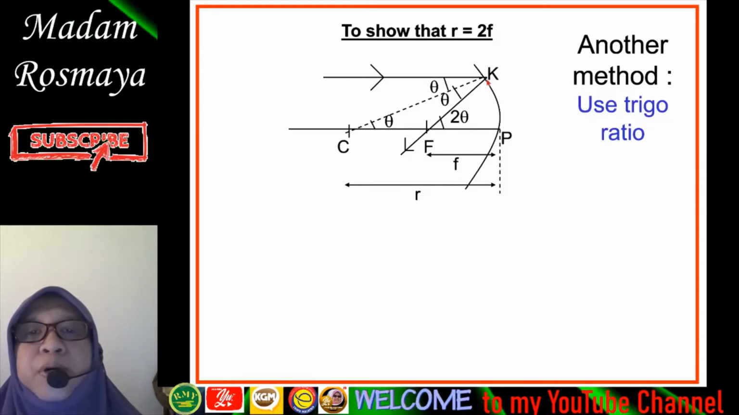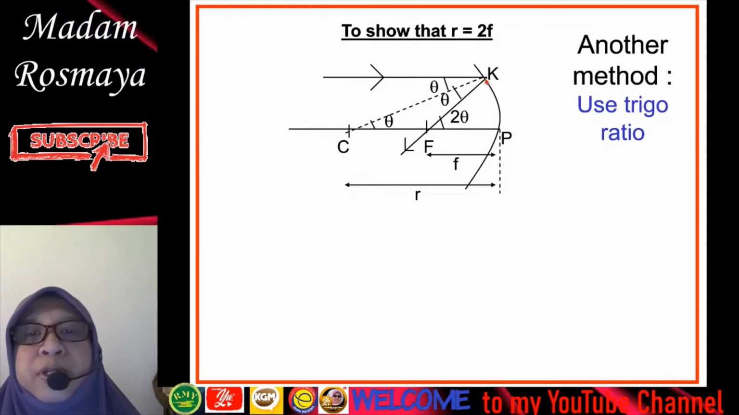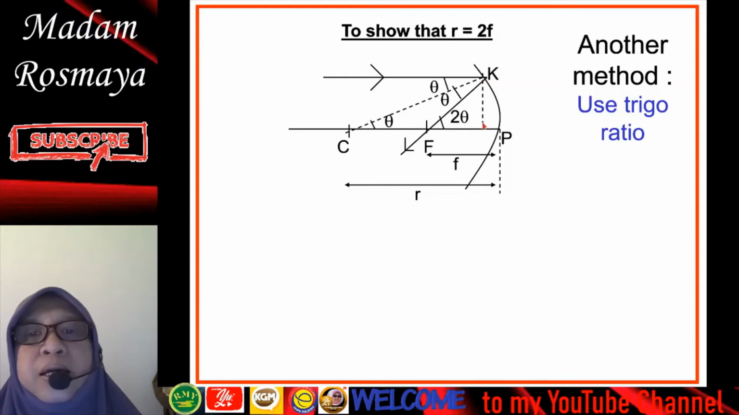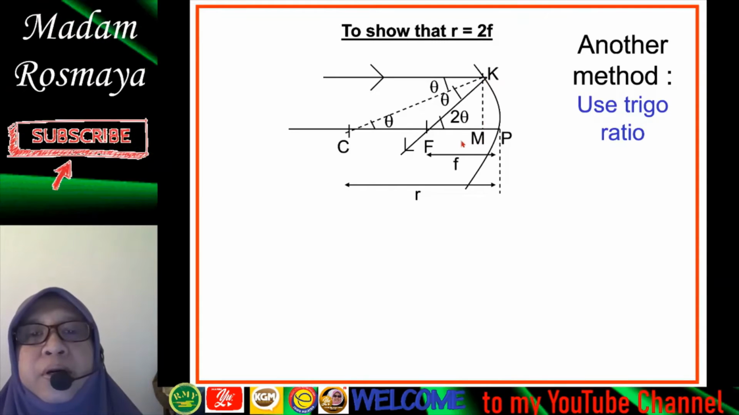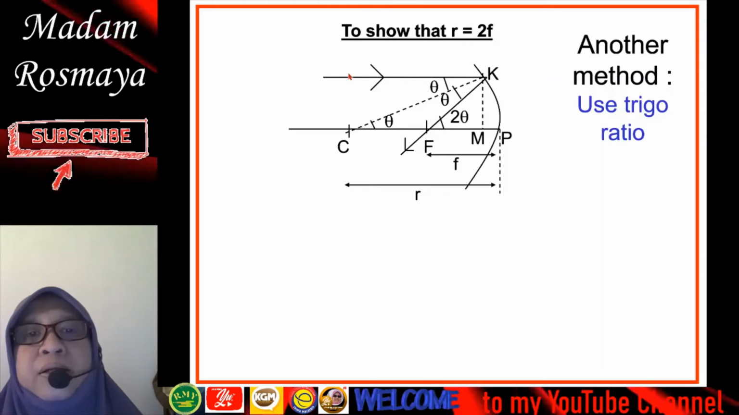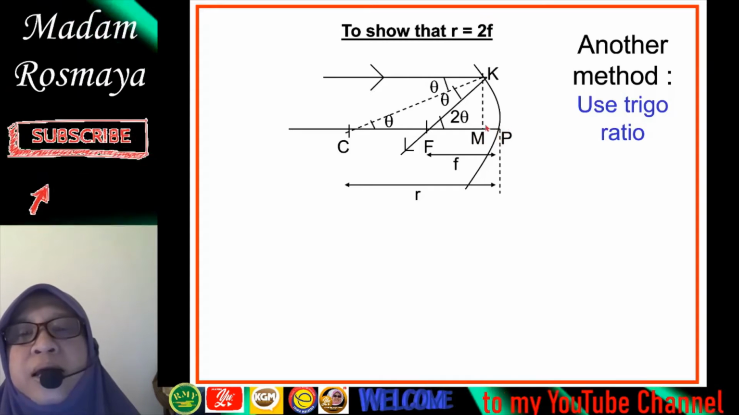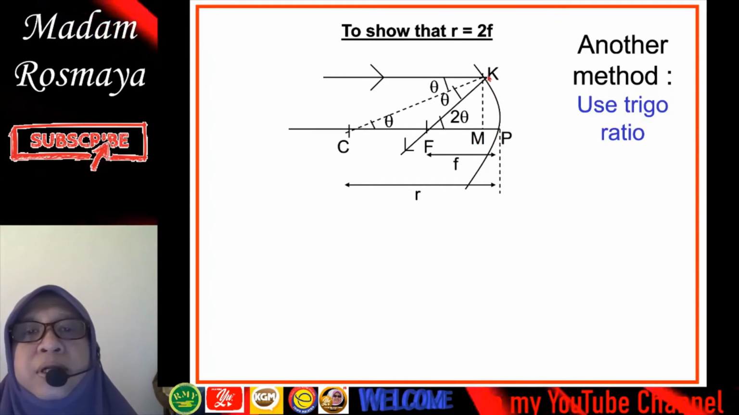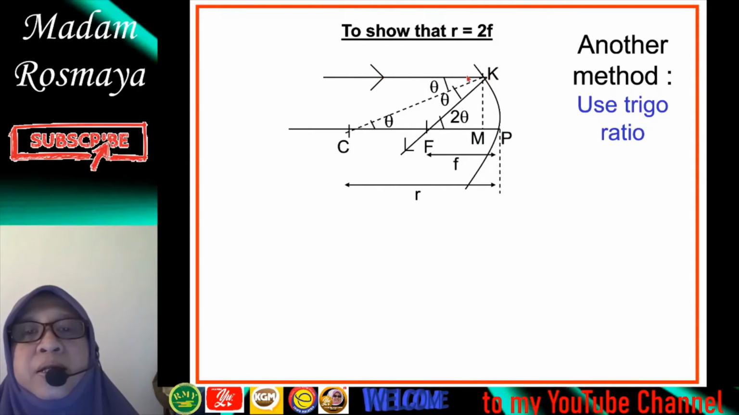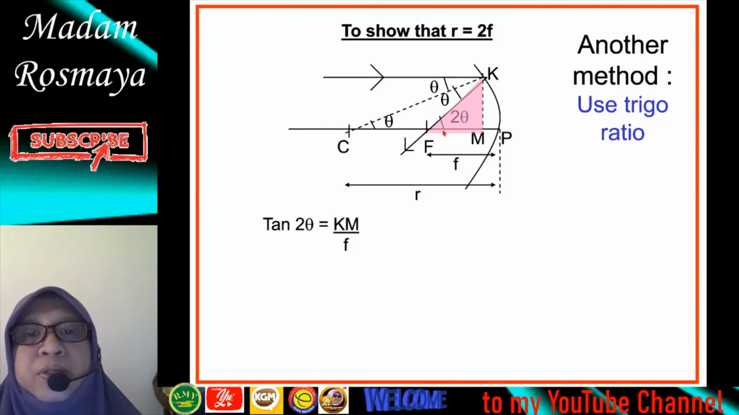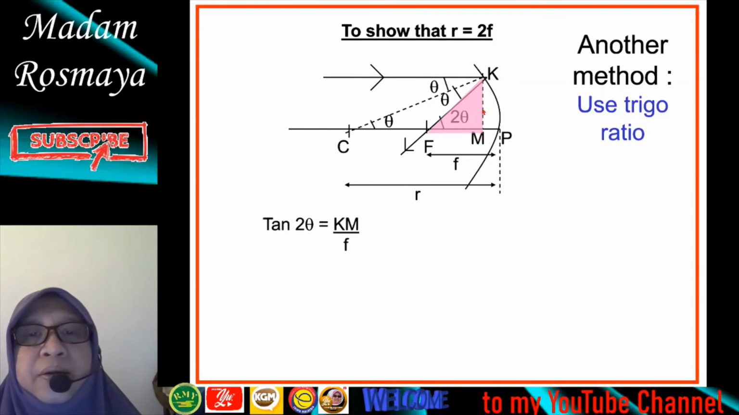Let's say we name this point K, and the triangle is CK, and this point here is M. The parallel ray here is close to the surface, so we can say that M and P are at the same point, because the parallel ray is close to CP. So the triangle here will form a right angle triangle.